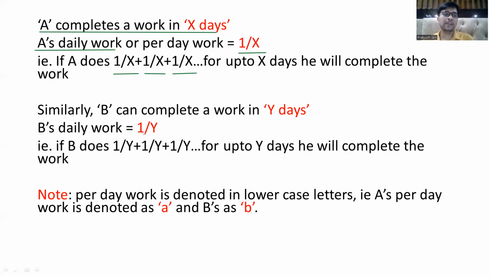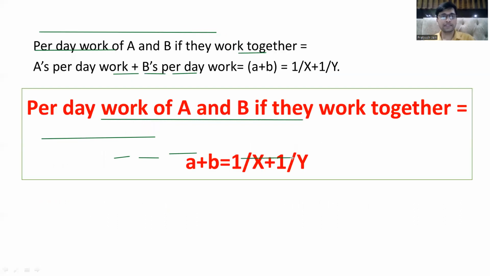Suppose similarly, we have another person B who can complete the same work in Y days. So B's daily work will be similarly 1 by Y, right? If B performs 1 by Y amount of work on the first day, plus on the second day, plus on the third day, then in Y days he will complete the entire work. He will complete the task, right?